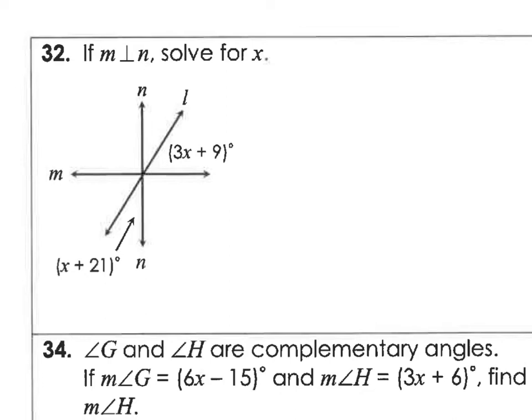Last page on the paper, back page. Okay, so let's look at 32, 33, 34, 35. Let's look at this one, 32. It says M and N are perpendicular. So that tells us that this is a right angle all the way around, right? Everywhere we have right angles, right?